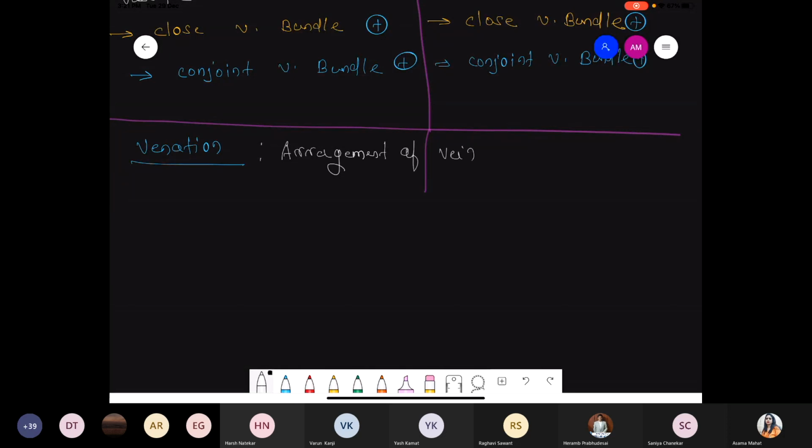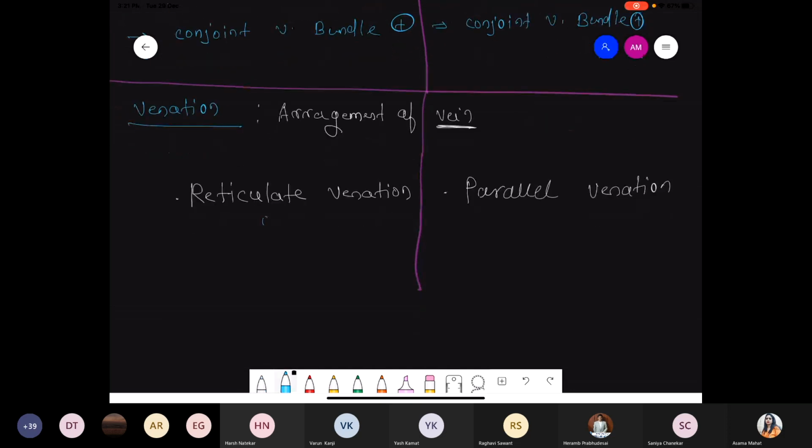Arrangement of the veins. In case of the dicot, the arrangement of the veins is basically reticulate venation. And in case of the monocot, there is a presence of parallel venation. So what is the meaning of reticulate and what is the meaning of parallel? Reticulate venation is also called network venation. They form a complex network.